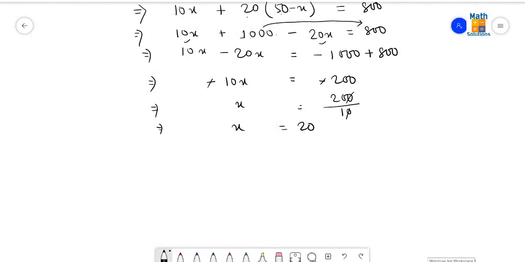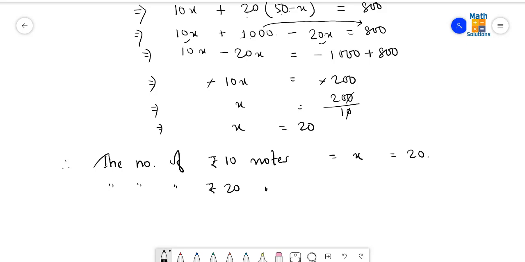Hence the number of rupees 10 notes is equal to x is equal to 20. Hence the number of rupees 20 notes is equal to, what do I write? 50 minus x, means 50 minus 20, and the result will come as what? It is 30. So these two are the required answers.